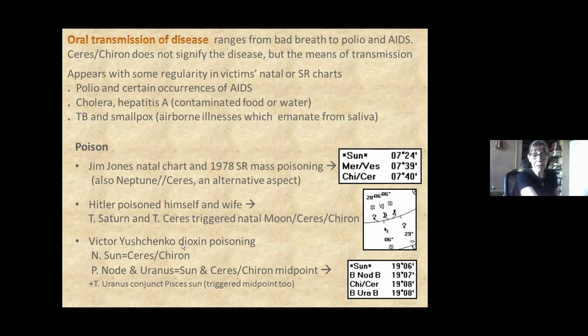Yushchenko, this was a very handsome guy who had his face all pockmarked by dioxin. Natal Sun Ceres, Sun equals Ceres Chiron, a 2-minute orb. When he was poisoned, two things happened. The progressed node and Uranus were within a minute of each other, coming to the Ceres Chiron midpoint. And transiting Uranus was in Pisces, conjunct his sun, also triggering the midpoint. But just that Uranus in Pisces conjunct the sun, that was a big message about that time frame.